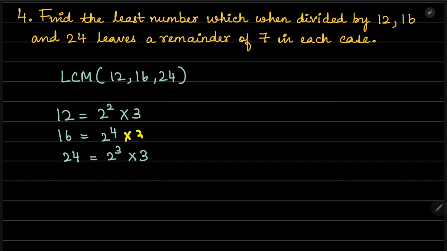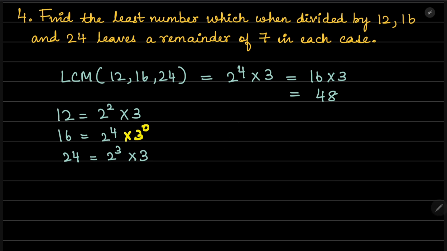I'm just going to add a 3 here so that it's equal, and the LCM of the three numbers will be, you have to take the highest power. So 2 to the power 4 multiplied by 3. What is 2 to the power 4? It is 16. 16 multiplied by 3 is 48. So 48 is the least number which is divisible by all the three, which can get divided by 12, 16 and 24 perfectly. But then what is the question asking?